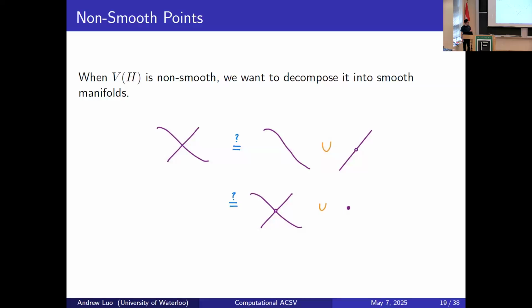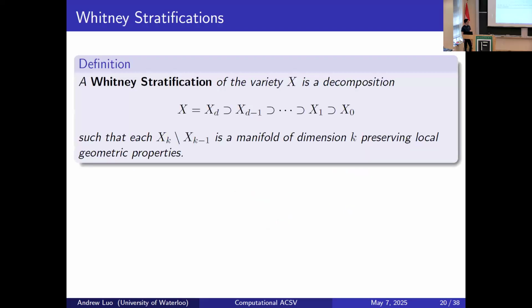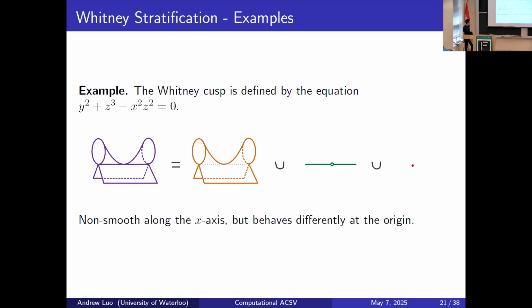And there's a nice general characterization for how we want to decompose these types of non-smooth varieties, which is something called a Whitney stratification, where basically you decompose it into components of decreasing dimension, such that if you take any component and remove all the lower dimensional components, you get a smooth manifold that preserves certain local geometric properties. So as I mentioned, the first example here is not a Whitney stratification. The second one is.